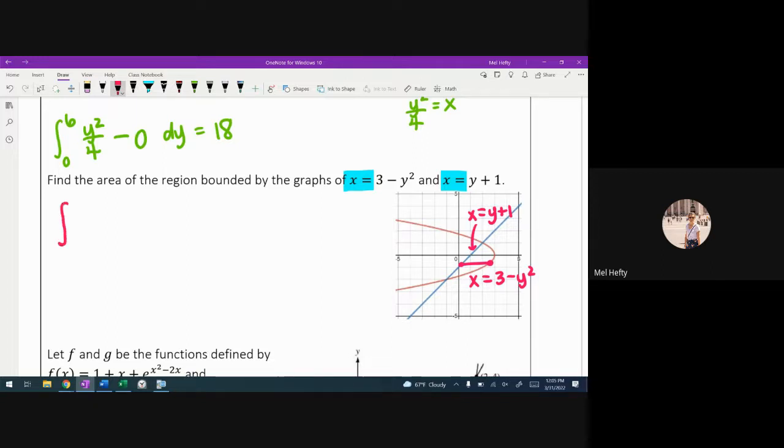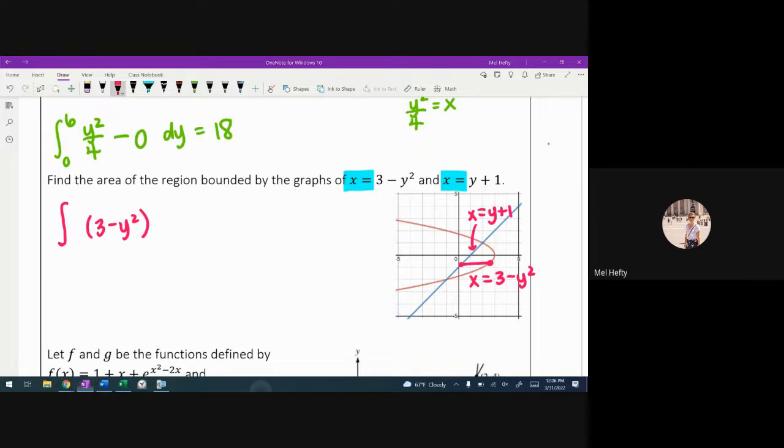Which function would come first in our subtraction? Which one is the top function? The one with the bigger x values. 3 minus y squared. Yes. If you don't know which one is which, can you do the math twice, but with them switched? You could try. What do you think would happen if I subtracted the wrong way? It would be negative. It would be exactly the right number, but negative. So if you do it one way and get the negative, you probably have the right answer. You just have to flip them.